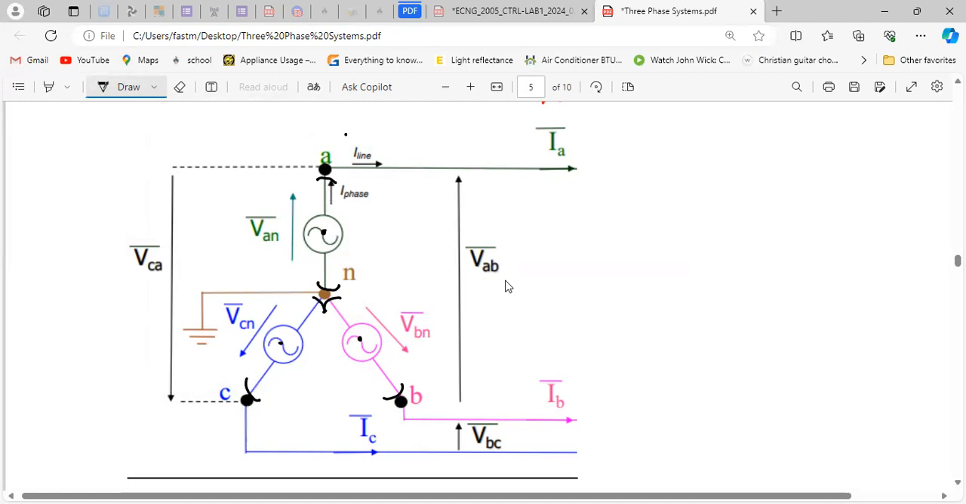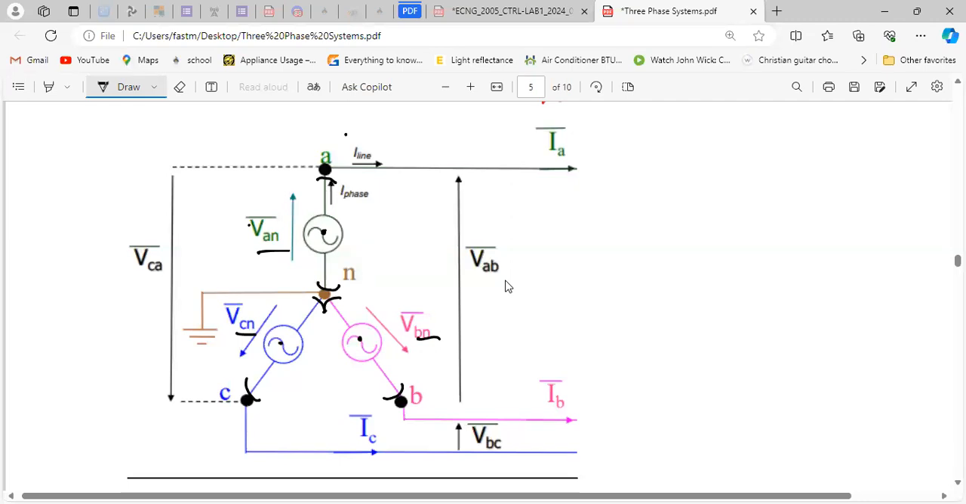What's in between there is a phase. This phase here is called VAN, this one here is VBN, and this one here is VCN. Notice it's going out. Obviously, it had to go out because the voltage of the current will go out. This is VAN, VCN, and VBN. You need to remember these things. Those are your phase voltages.